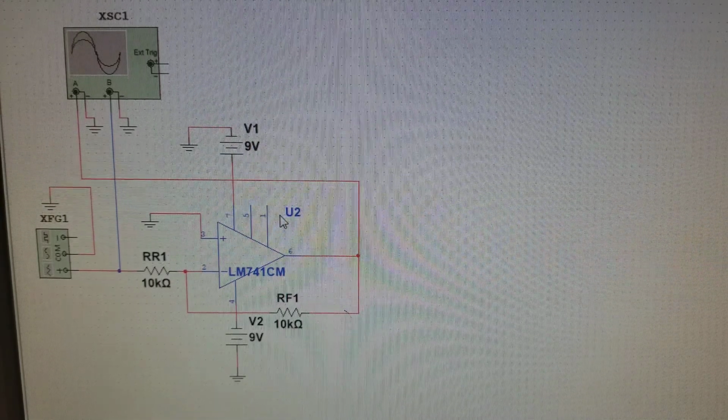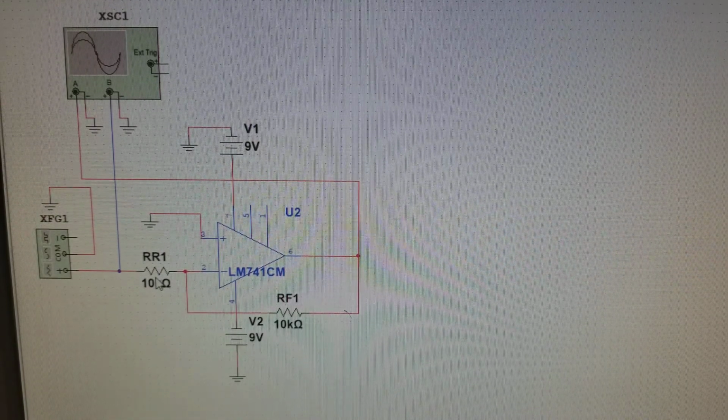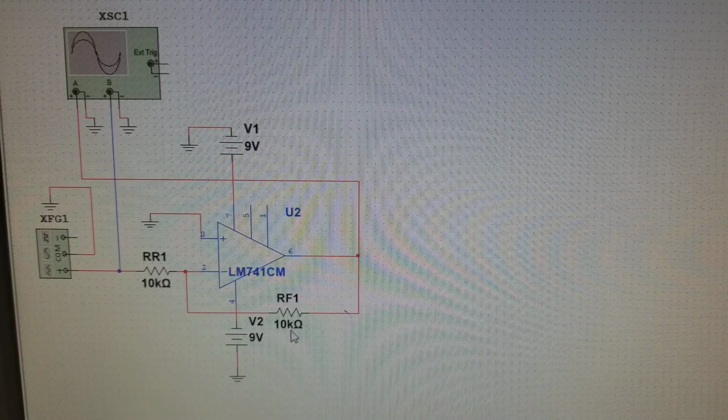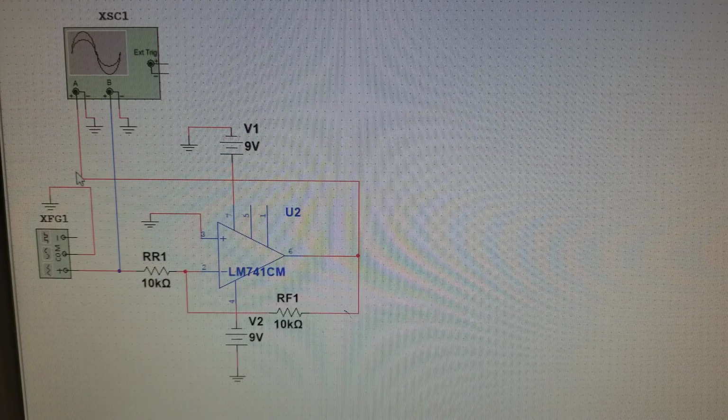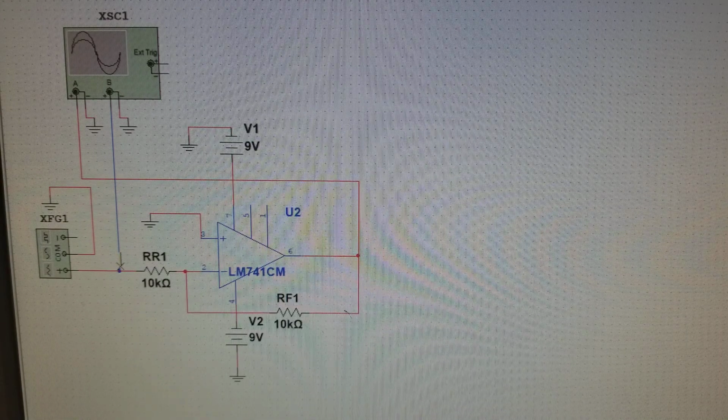Here you can see the built circuit. We have RR1 set for 10 kiloohms and RF1 set for 10 kiloohms as well. For our oscope, we have channel A reading the volts out and channel B reading the volts in.